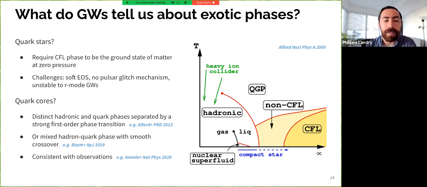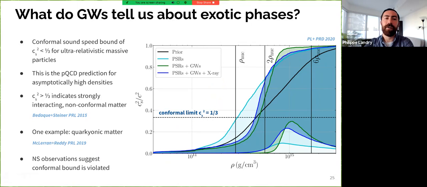But there are a bunch of models in the literature that either have completely distinct hadronic and quark phases or even mixed phases between them. And our observations to date tell us that you can't rule out either scenario. One interesting specific constraint that you can get from the astrophysical observations to date has to do with the sound speed in neutron star matter. That's what's shown here on the right: sound speed squared as a function of density.